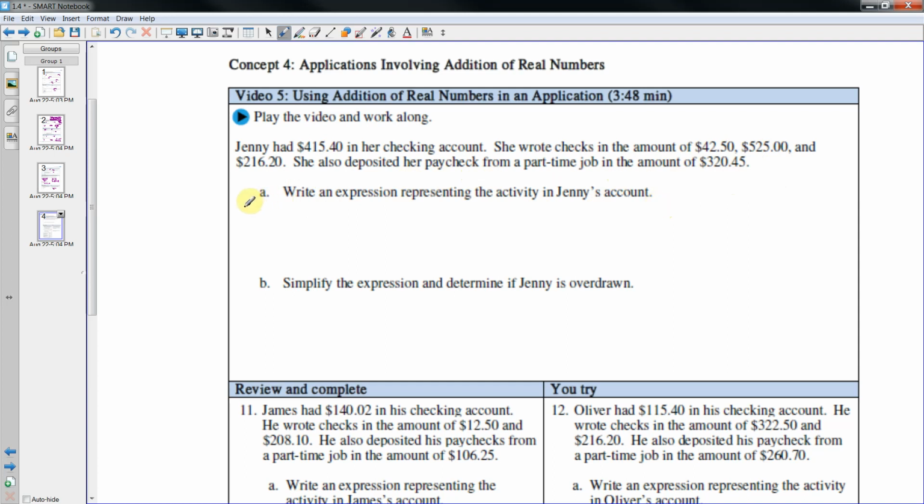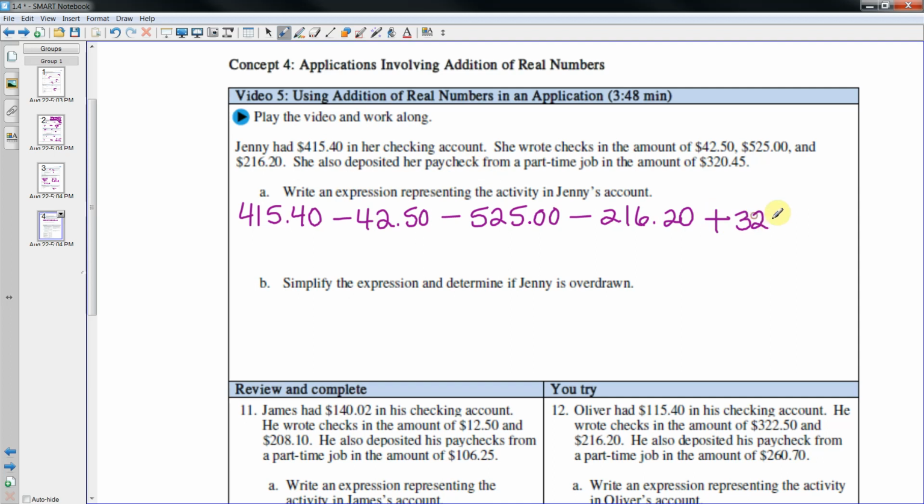So she's starting out with $415.40 in her account. She's writing all these checks, so those are subtractions. She's going to subtract $42.50. She's going to subtract $5.25. She's going to subtract $216.20. And then she deposits a paycheck, so that's an addition. She's going to add $320 with 45 cents. Then it just says simplify, and let's see if she's overdrawn.